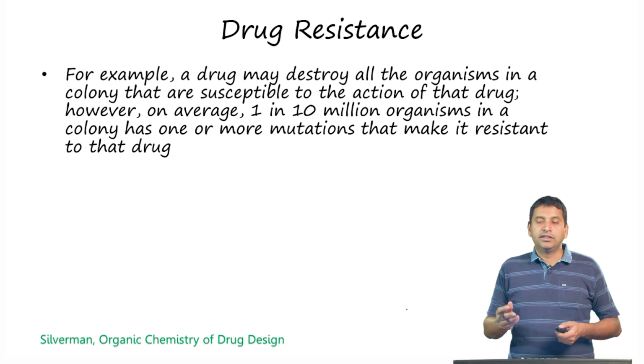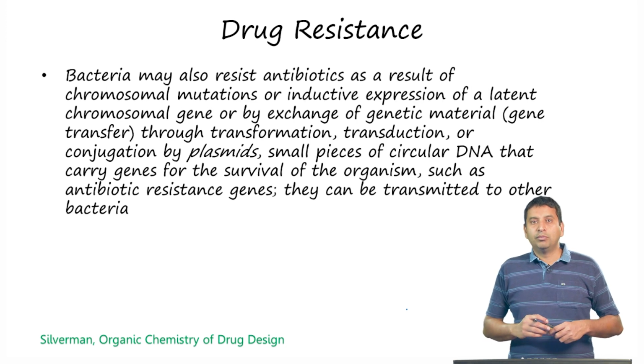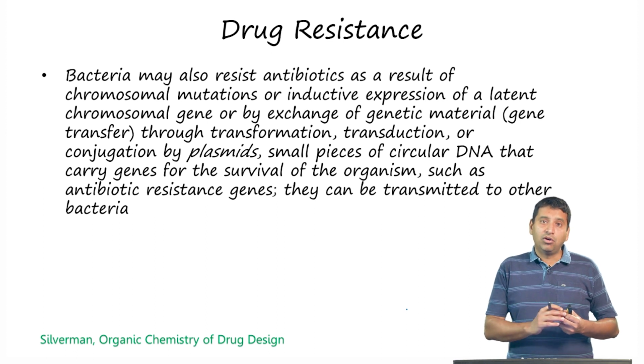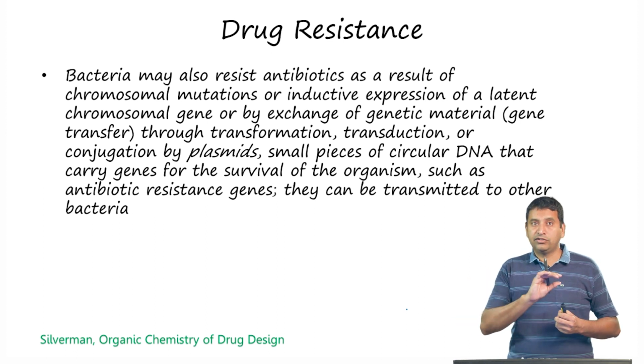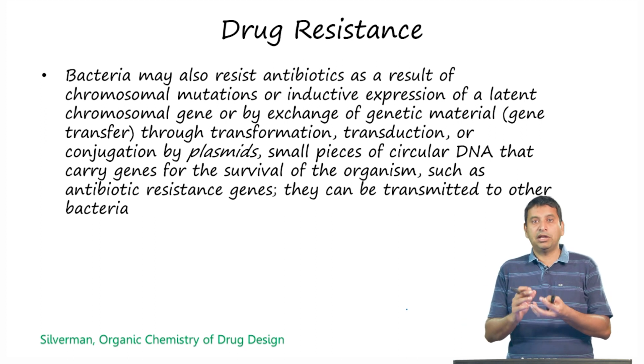So, it is likely that this organism has one or more mutations that make it resistant to the drug. So, once all the susceptible organisms have been killed, a few resistant ones can replicate and eventually become the predominant species. So, bacteria may also resist antibiotics as a result of chromosomal mutations or inductive expression of a latent chromosomal gene or by horizontal gene transfer, that is exchange of genetic material through transformation, transduction or conjugation by plasmids.